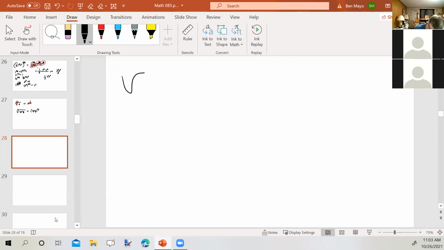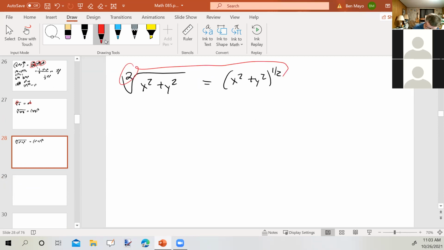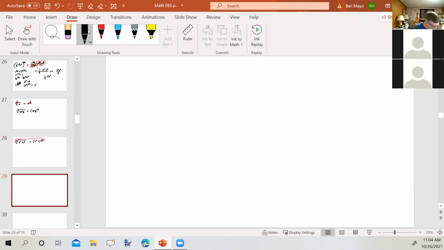Okay. The square root of x squared plus y squared would be x squared plus y squared, the whole thing to the 1/2 power. Keep in mind there's an implied 2 there. So that index becomes the denominator of the exponent. Let's go the other direction.